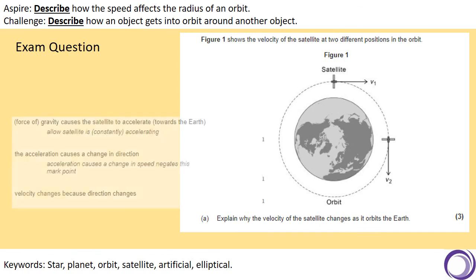I'll pop the mark scheme on then. So 1 mark by using the word acceleration. So if you said the satellite is accelerating, it's fine. The acceleration causes a change in direction. So the key is the size of the velocity arrow is the same, but because the direction is constantly changing, it means that it must be accelerating because the velocity is not the same. The velocity changes because it's a vector.